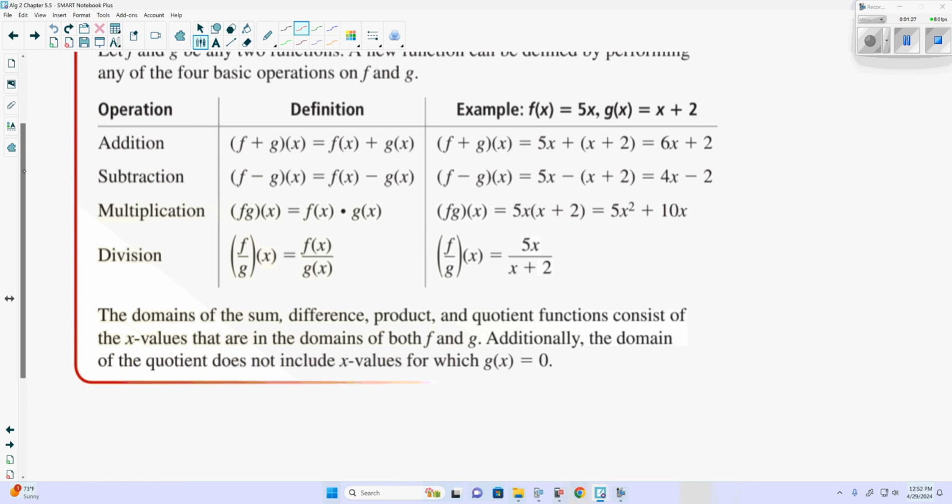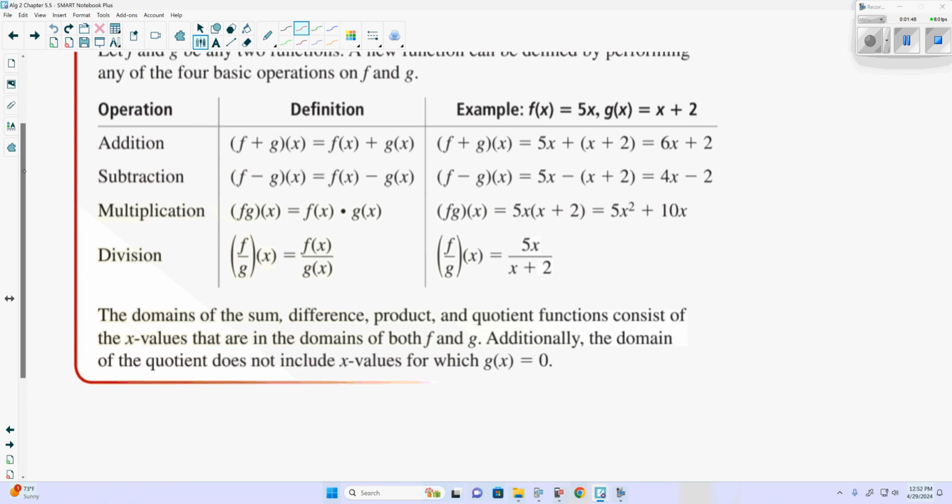F times g of x is the same as f of x times g of x. And lastly, f divided by g of x is f of x divided by g of x.